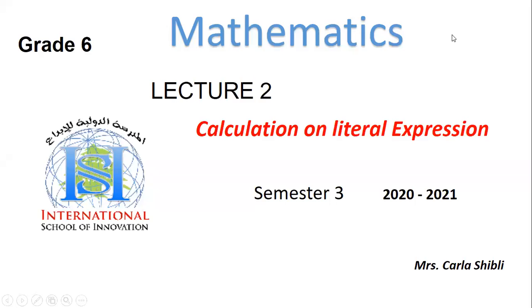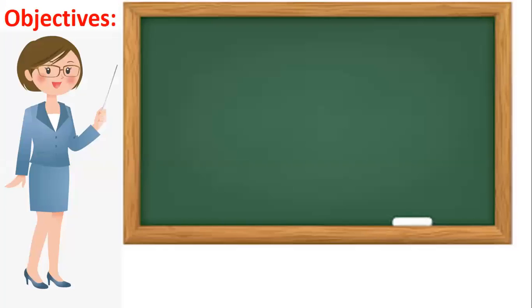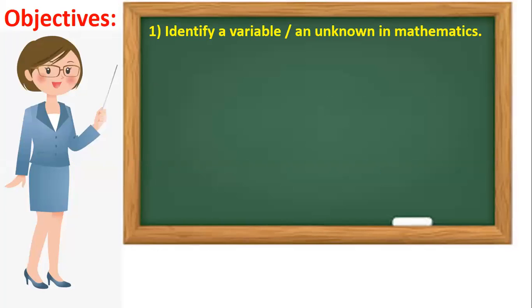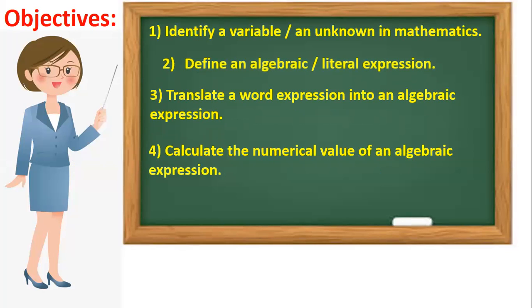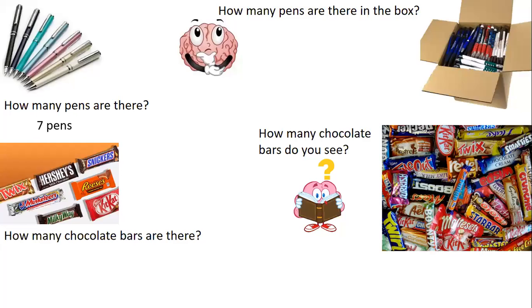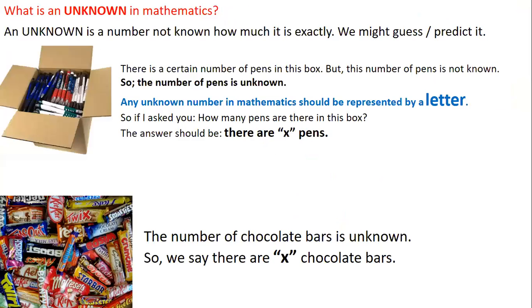Last week, we started a very important lesson, which is lecture 2, calculation on literal expressions. The objectives in this lesson: we have seen what is a variable or an unknown in mathematics. We defined an algebraic or a literal expression. We translated a word expression into an algebraic expression, and finally we were calculating the numerical value of an algebraic expression.